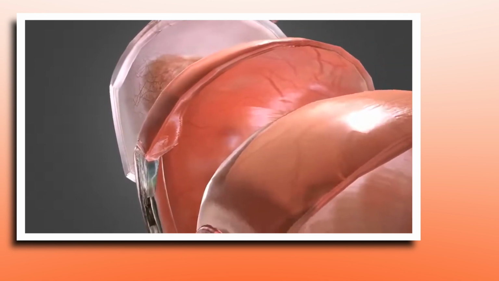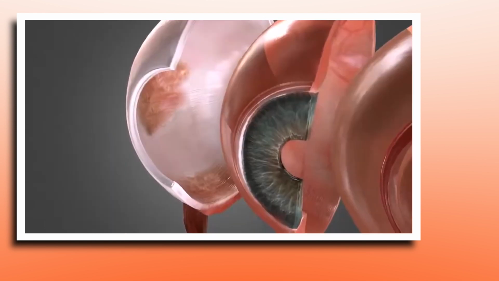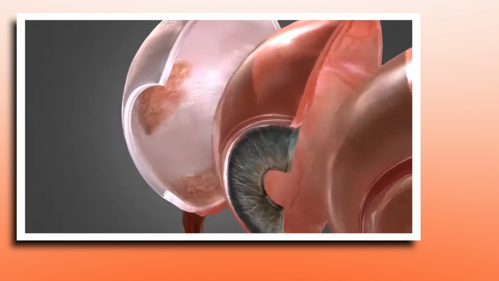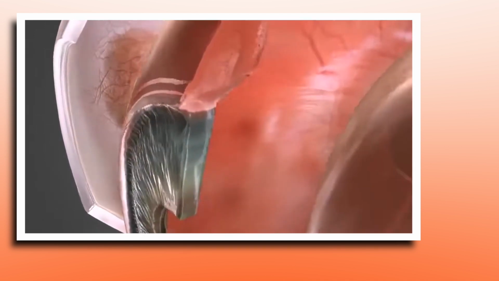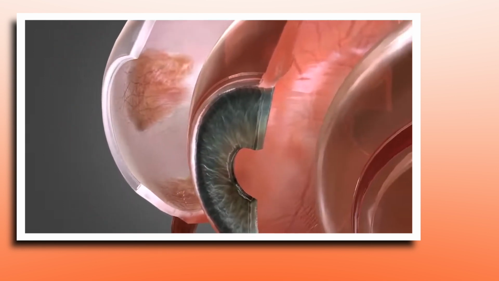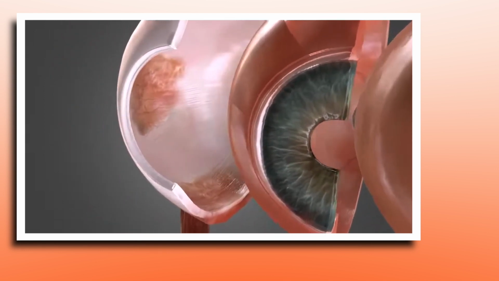So the interior of the eye consists of an anterior cavity and a posterior cavity, and then you will see that the vitreous body plays a very important role in giving the shape to the eye.